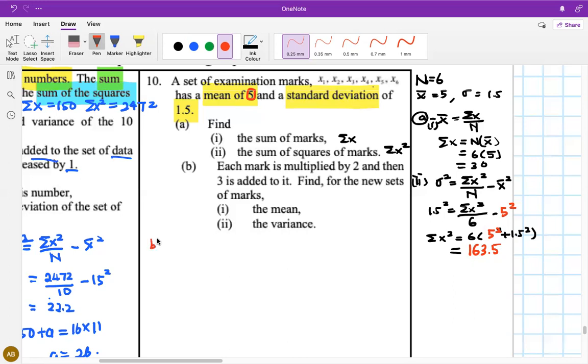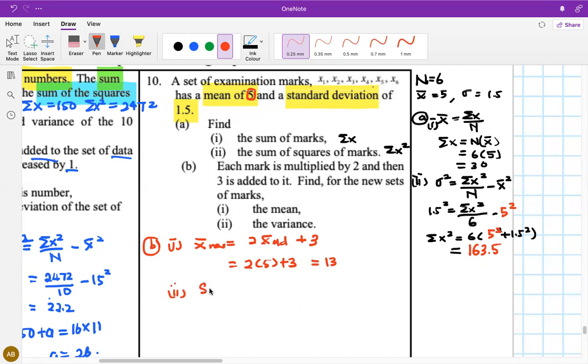So how about B? If all the marks, each mark is multiplied by 2, then 3 is added in, so the new mean is 2 times the old mean plus 3. So therefore it's 2 times 5 plus 3. So it's 10, and then you get 13.